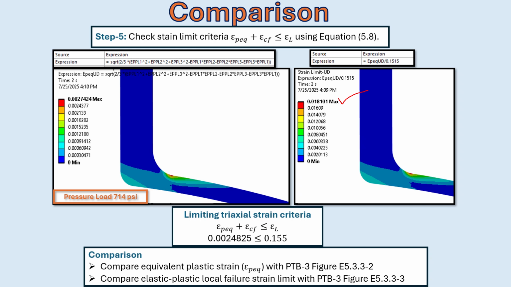Just to clarify, I didn't use the maximum value of plastic strain from the plot. I used a value at a different location. Therefore, you would see the plastic strain value used in the criterion is 0.0024825, not 0.0027424. This is just to match the location the PTB3 example used for the criteria check. Contour plots of equivalent plastic strain and strain limit ratio can be compared with PTB3 figures 5.3.32 and 33. They are in very good agreement.